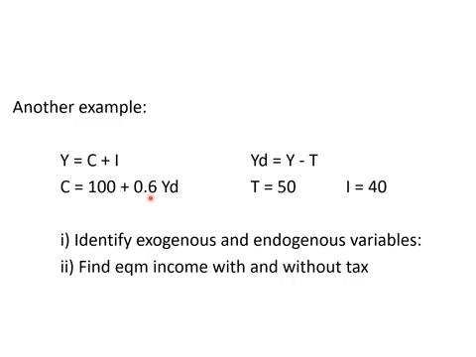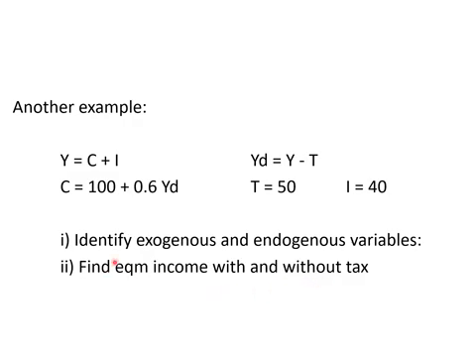And we also are now working with taxes. So we have to calculate disposable income, which we should recall from macroeconomics is income minus taxes. Okay, so you're asked to identify exogenous and endogenous variables and then find equilibrium income with and without tax.